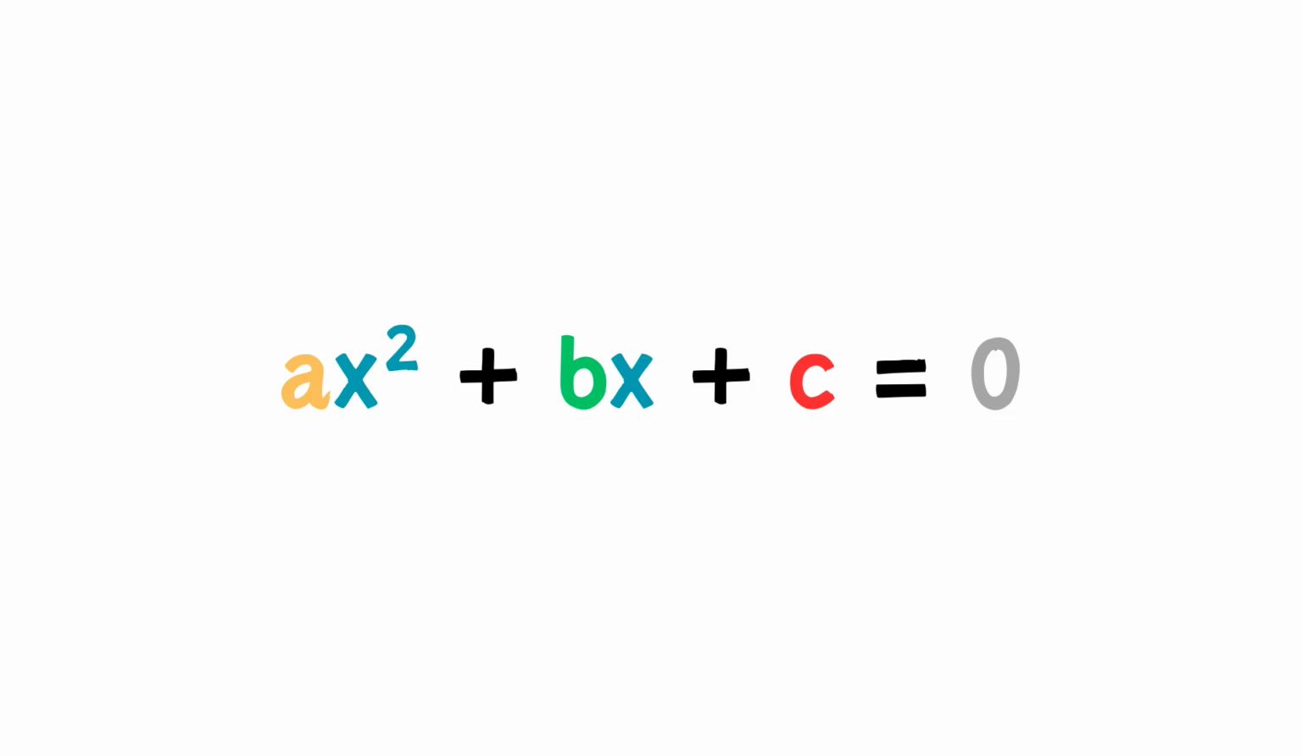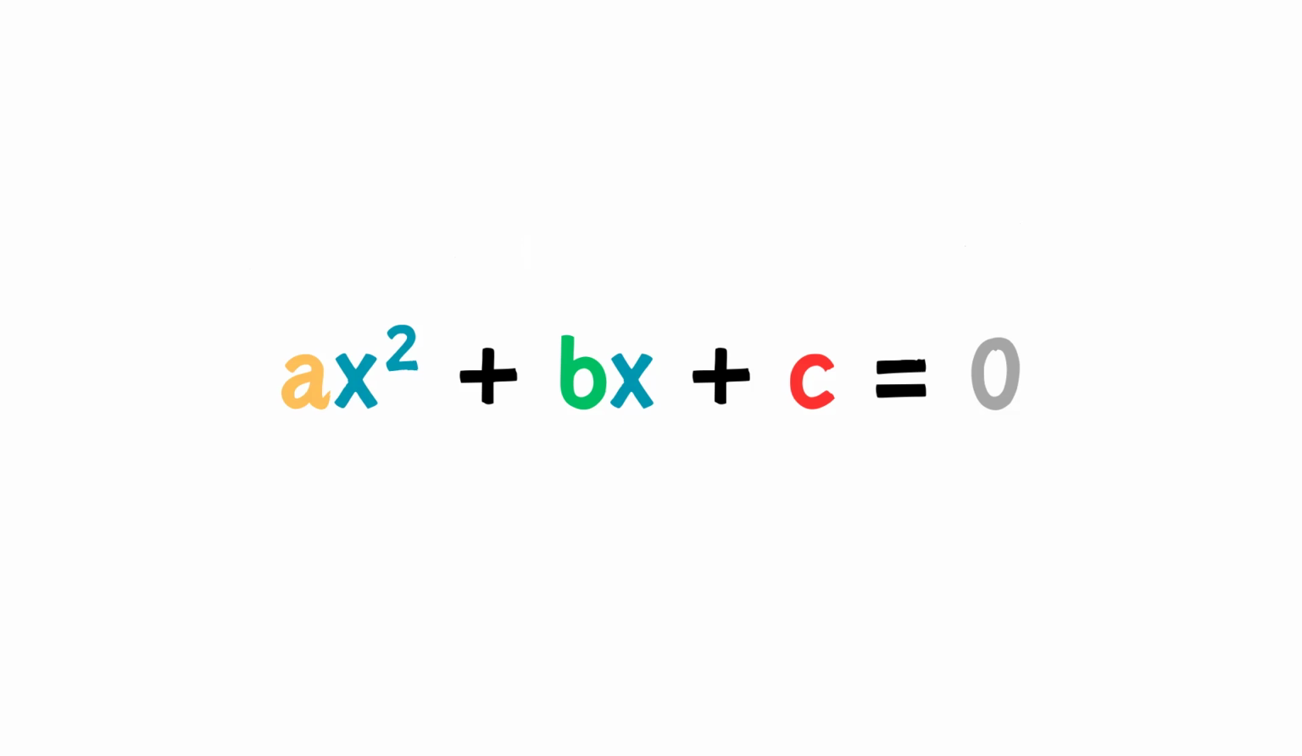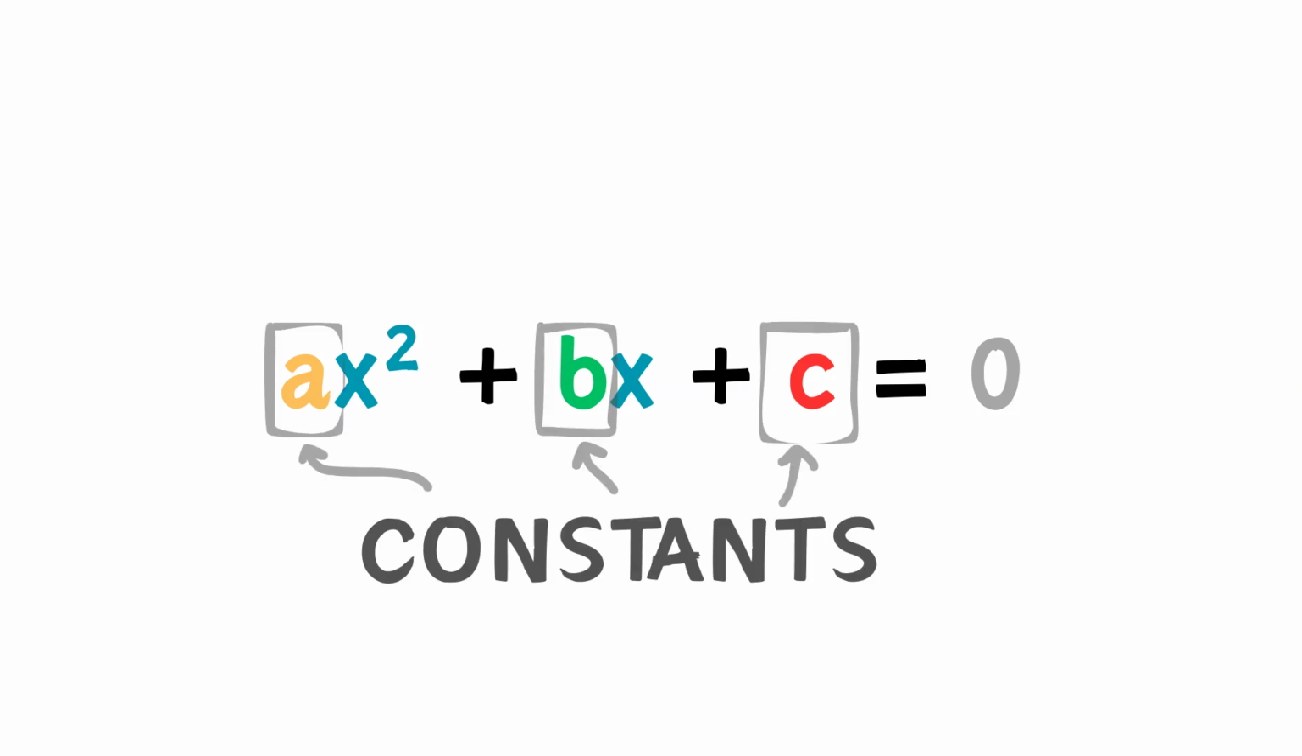To derive the quadratic formula, we're really just completing the square for a general quadratic equation. This is the start of all quadratics: ax squared plus bx plus c equals 0. a is a constant that is the coefficient of x squared, b is a constant that is the coefficient of x, and c is a constant.